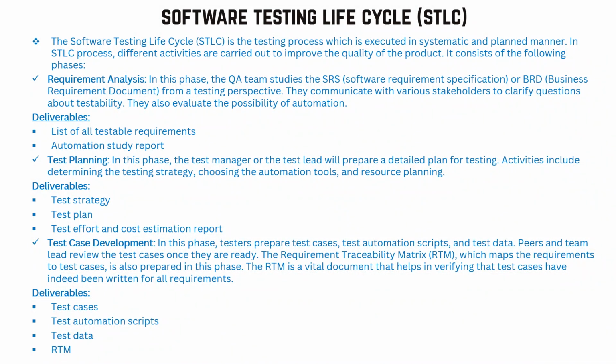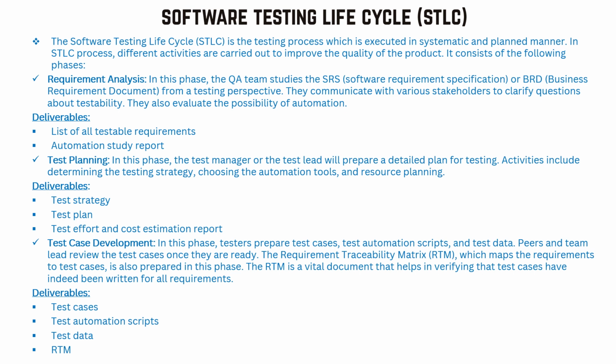We can try to identify the test data. We can try to prepare the requirement testability matrix. So all this will be done as part of the test case development phase. In this phase, the tester prepares test cases, test automation scripts, and test data. Peers and the team lead review the test cases once they are ready. The requirement testability matrix, or RTM, which maps the requirements to the test cases, is also prepared in this phase.